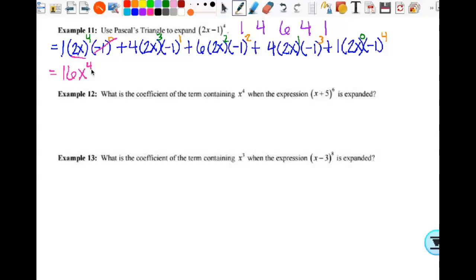Then in the next one, I have negative 1 to the 1st power, which is going to make this negative, right? So I've taken care of that. 2 to the 3rd power is what? 8 times 4, 32x cubed.